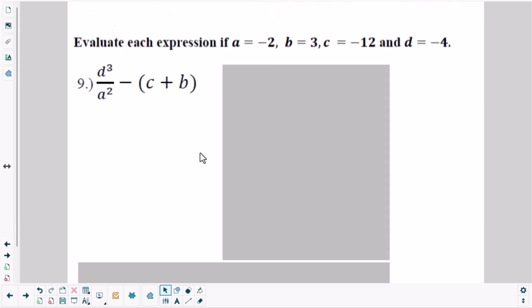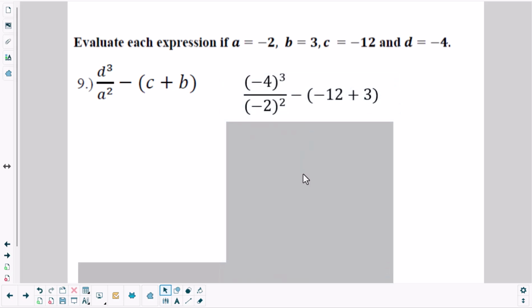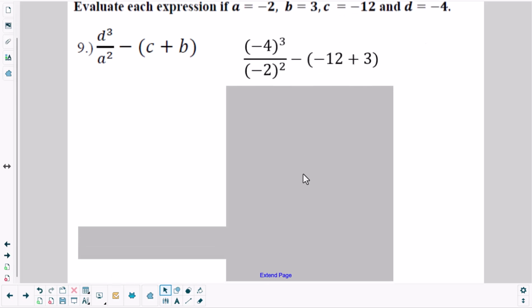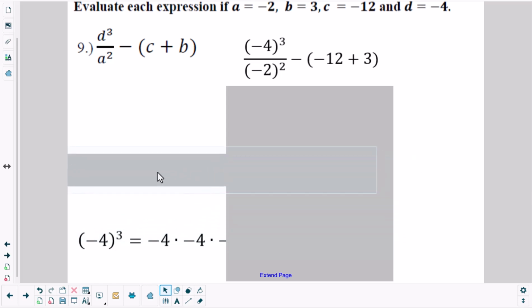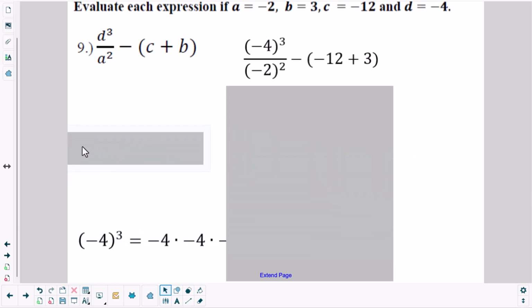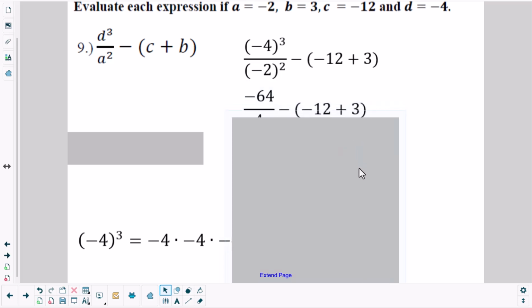Number 9. B cubed over A squared minus parentheses C plus B. Replace those numbers first. For B cubed, we have negative 4 cubed, and I did put it in parentheses since that base is negative, over A squared, which is negative 2 squared, minus, in parentheses, negative 12 plus 3. For negative 4 cubed, I covered it up here, we end up getting negative 64.